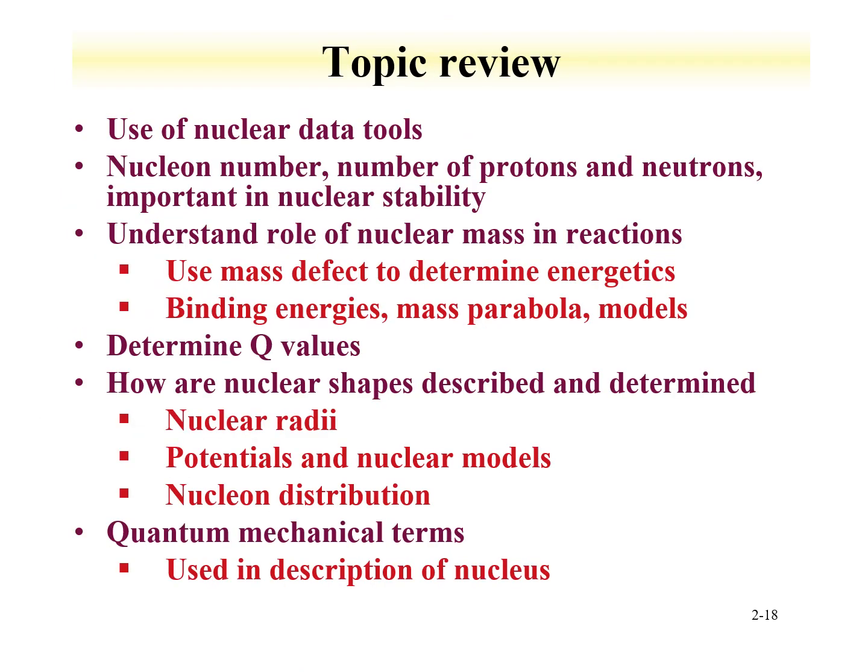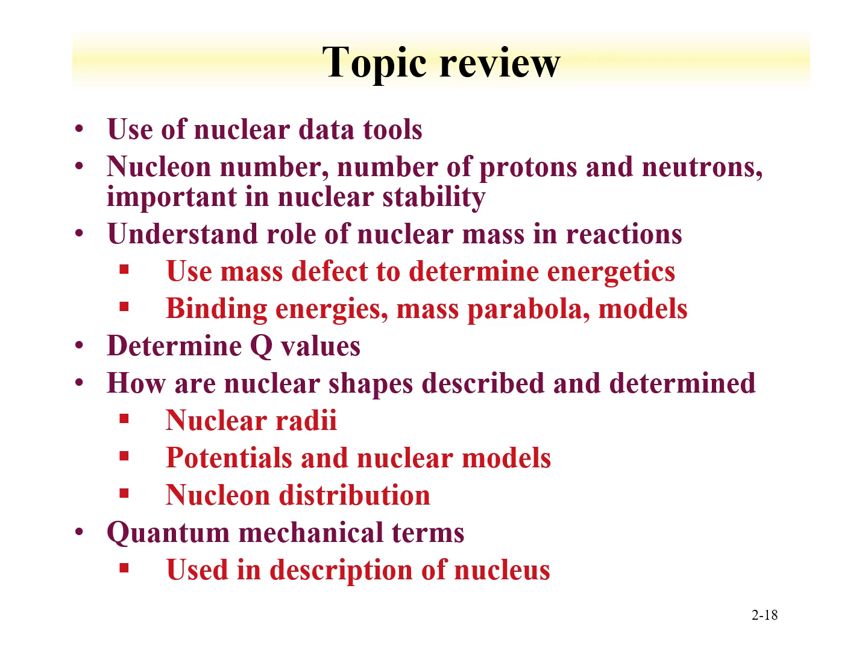In the lecture on nuclear properties, we explored the use of nuclear data tools and provided examples on how they can be utilized. We discussed nucleon number, particularly the number of protons and neutrons in a nucleus, and how that relates to nuclear stability. We explored the role of nuclear mass in reactions, and we talked about the mass defect to determine energetics. We also explored binding energies, the mass parabola, and an introductory nuclear model based upon a liquid drop. This lesson also explored how to determine Q values in a number of different routes, including calculations, finding the data for specific reactions, or calculating specific reactions from the Q value calculator.